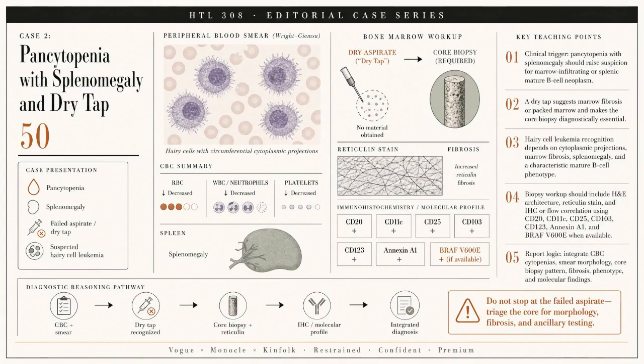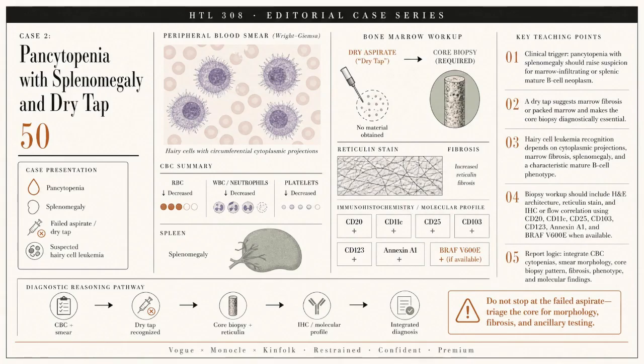Proper fixation of the core biopsy is paramount to preserve cellular morphology and antigenicity, which are essential for downstream immunohistochemical and molecular studies. Morphologically, hairy cells are distinctive. They typically have oval or kidney-shaped nuclei with mature, condensed chromatin, and their cytoplasm is pale blue with circumferential, ragged cytoplasmic projections. These hairy projections give the disease its name. Sometimes, the marrow biopsy reveals a fried egg appearance, where the cytoplasm appears clear and abundant around the nucleus.